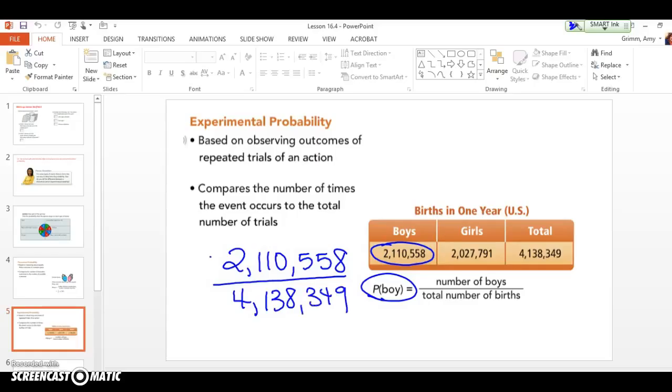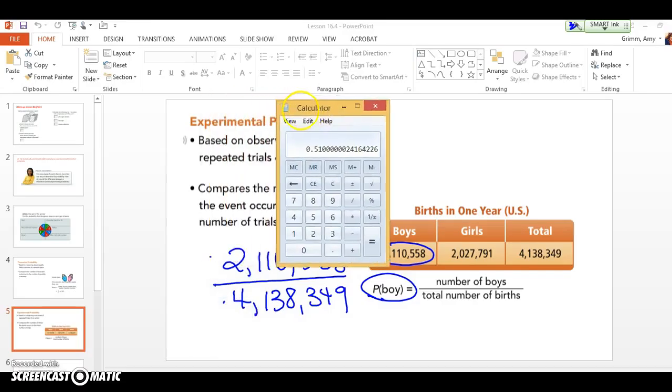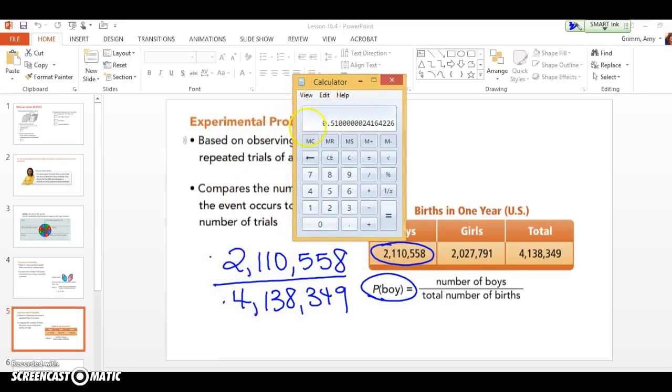If I take this number divided by this number, I get this on my calculator. It's hard to see that, I know, but it says 0.51. So what does that mean? 51% were boys. That's the experimental probability, because that's what really happened. But the theoretical is that it should be an equal chance of having a boy or girl. That's the difference between the 2. One is what really happens, one is what should happen.